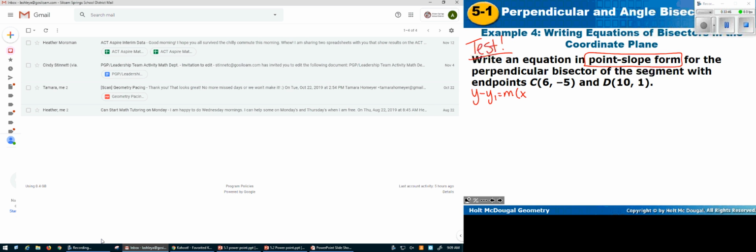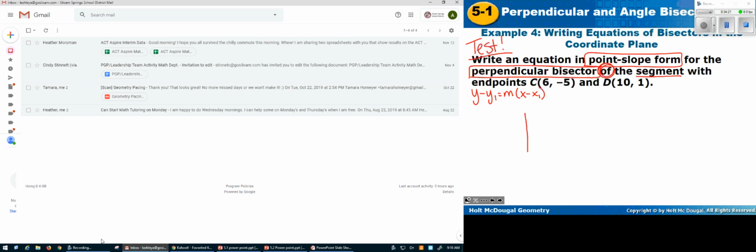Very good. So y minus y1 equals m times x minus x1. You will have to know your two forms of writing equations of lines back from chapter 3. There was point slope and then there was slope intercept. This one says point slope. You want to write an equation in point slope form for the perpendicular bisector. So your equation is supposed to be of a perpendicular bisector, like here. It needs to be the perpendicular bisector of this segment that they give you the points for.